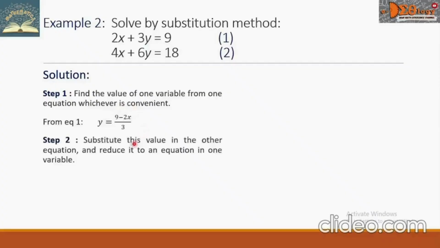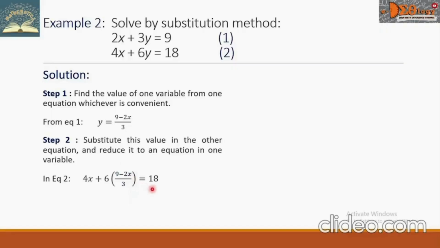Then step 2. Substitute this value of y in terms of x in the other equation, which is equation 2, and reduce it to an equation in one variable. So equation 2 is 4x plus 6y equals 18. The value of y here we will change in here. So equation 2 becomes 4x plus 6y. And 6y is now changed into 9 minus 2x all over 3.